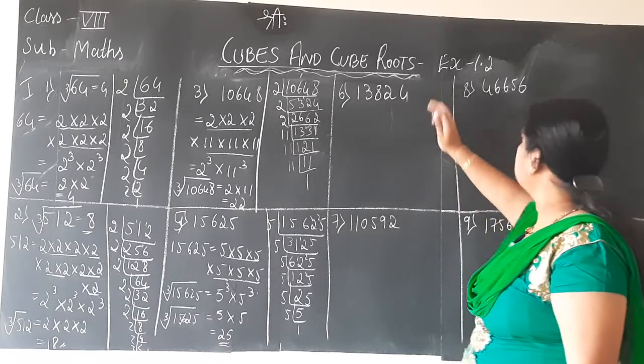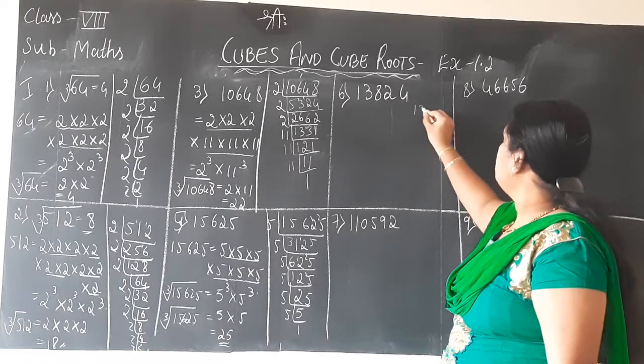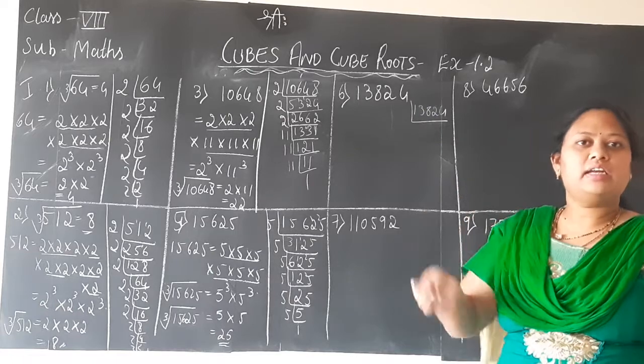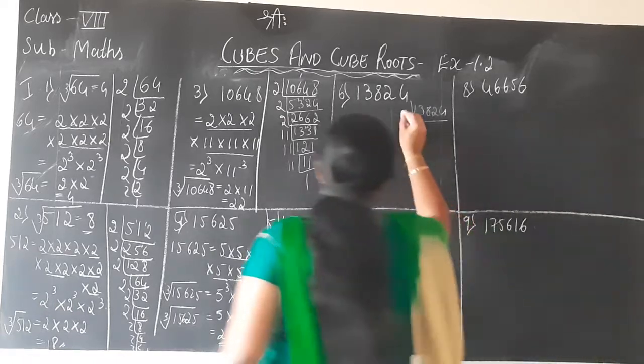I think I have less space here to do. 13824. I'll do it small. Since I'll be telling it loudly, you can make it out, I hope, children.